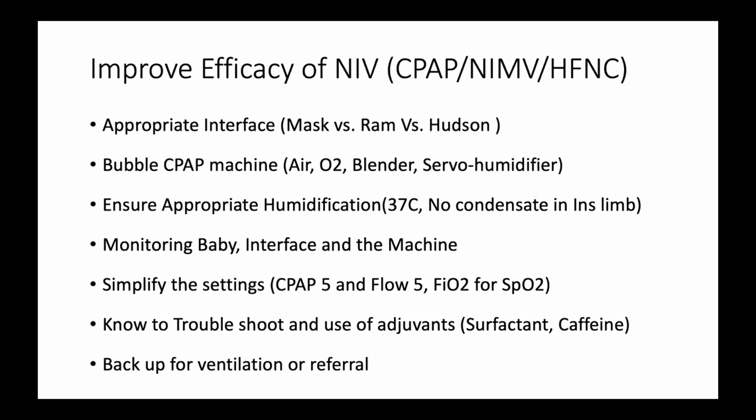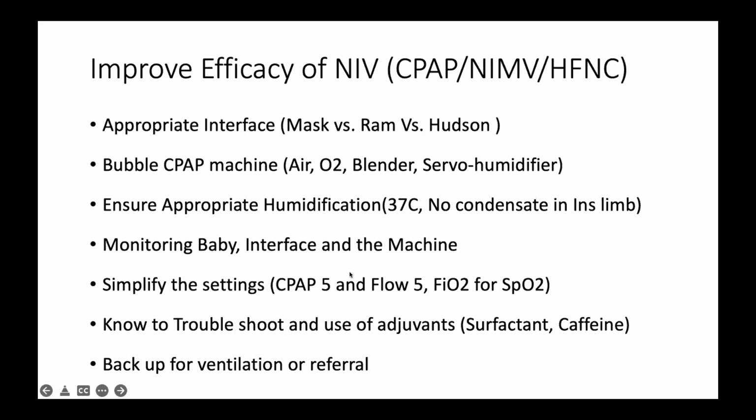But if the baby continues to have retraction, add on surfactant, and you can do LISA or MISA with the CPAP, and many more babies will come out of CPAP. Very rarely will you fail CPAP if you use pressure of 5, FiO2 30% and flow of 5, and add on surfactant early. Always know how to troubleshoot, whether it's FiO2 or pressure, or if there is a problem, how do you address those problems? And early use of adjuvants like surfactant or caffeine have dramatically improved the outcomes of babies on CPAP.